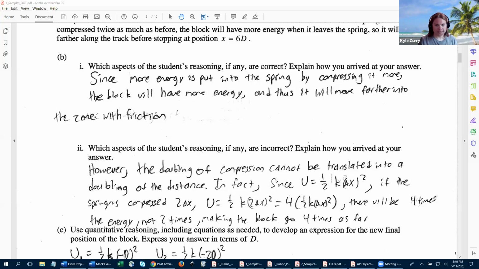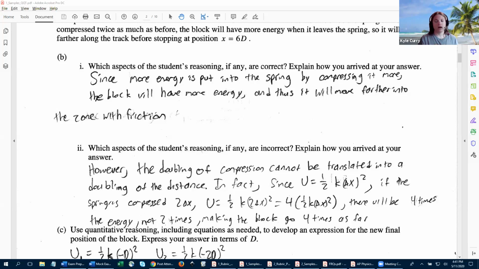Since more energy is put into the spring by compressing it more, the block will have more energy. That's all we're looking for. But the student went on to say, and thus it will move farther in the zone with friction. And then look at BII. However, doubling the compression cannot be translated into a doubling of the distance. That's really all we needed to get that second point.